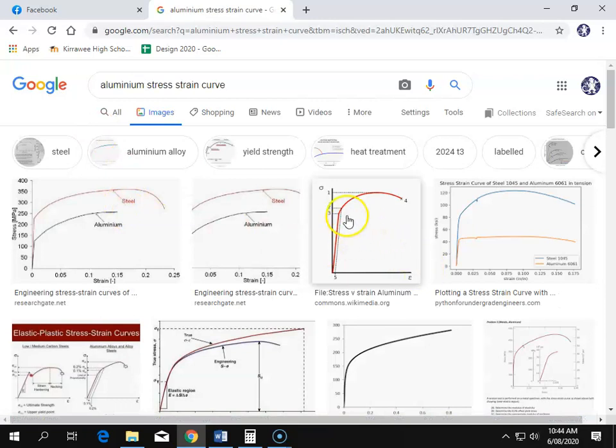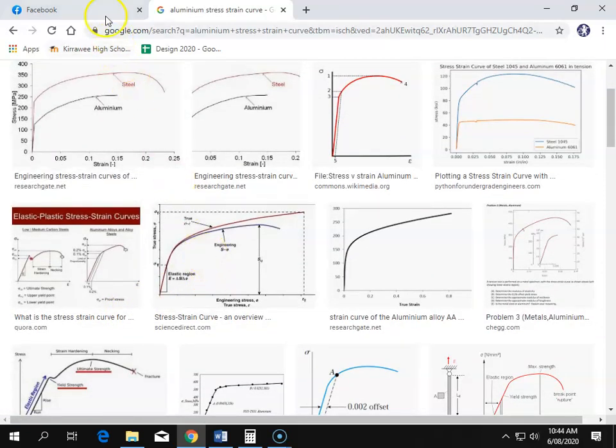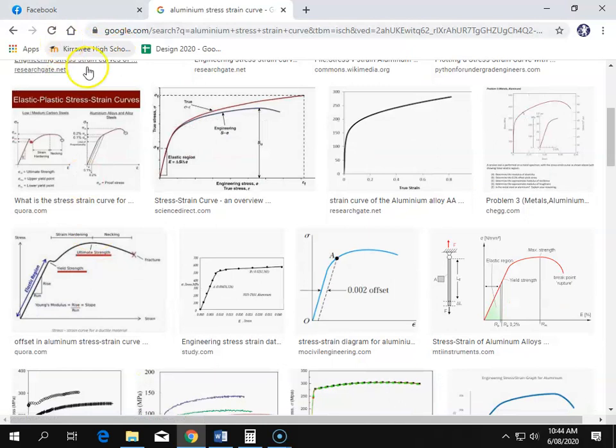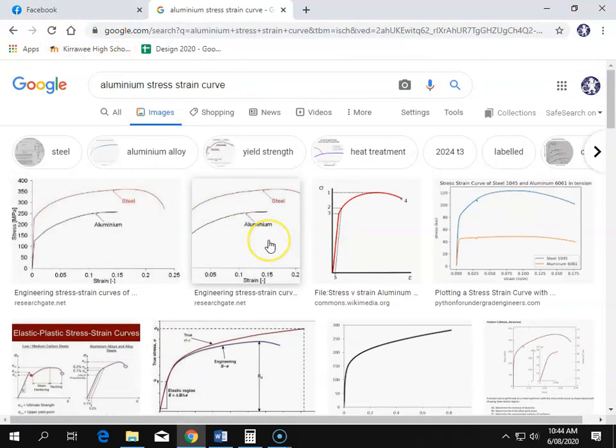Whereas if we have a look at, say, aluminium, it doesn't have the key thing that we're looking for. So that's the difference between steel and aluminium. The difference as well is that it doesn't have any of the stress hardening range, right? Because it doesn't have a definite yield point.